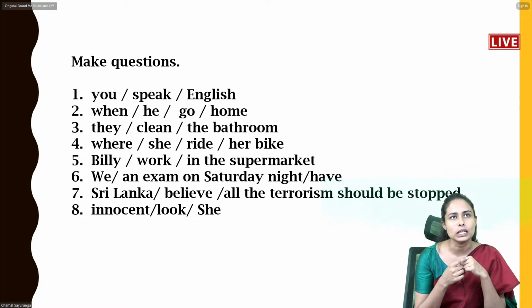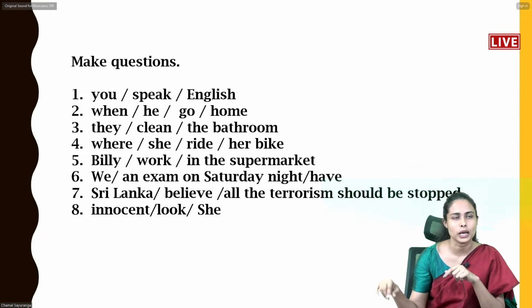And the third one, they clean the bathroom. Do they clean the bathroom? Where she ride her bike? Where does she ride her bike? Where, WH word, helping verb does, and then you have the subject she, and then the main verb ride her bike.